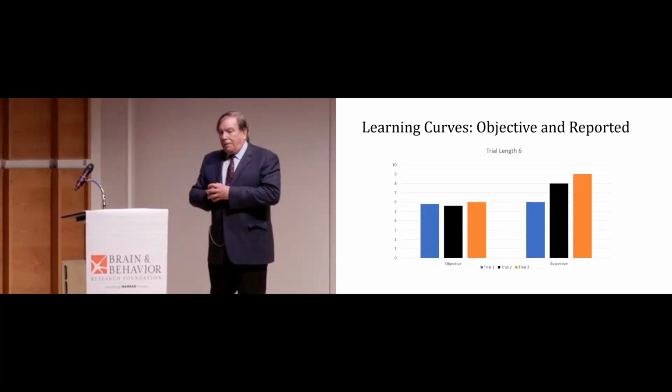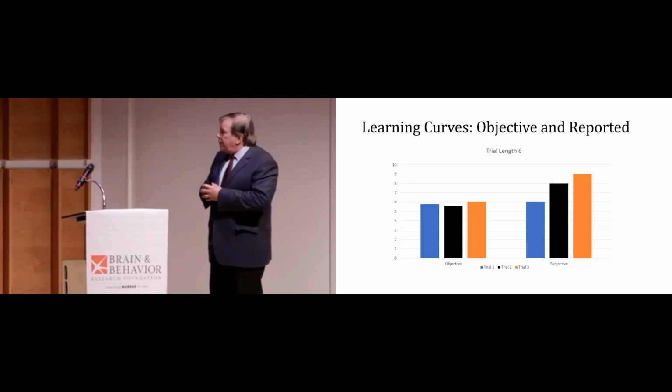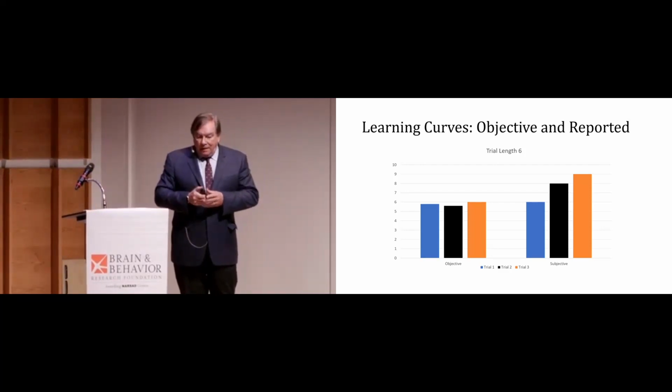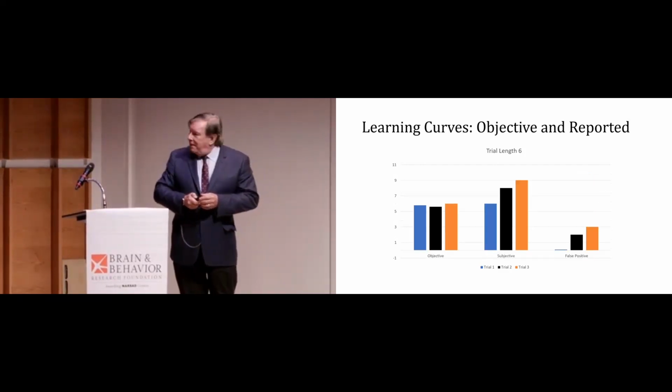So here's the learning curve for trial length 6. People do get it all right the first time, but over time, they're up to saying they got 8 out of 6 words correct. All right? And here's the origin of that.